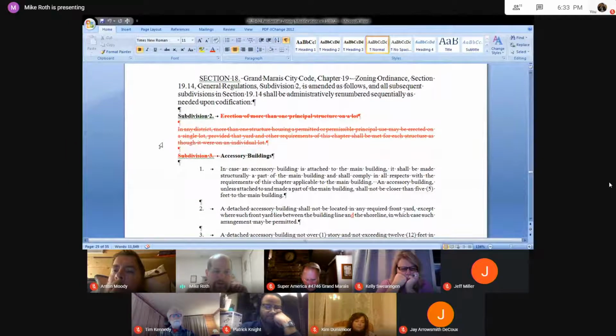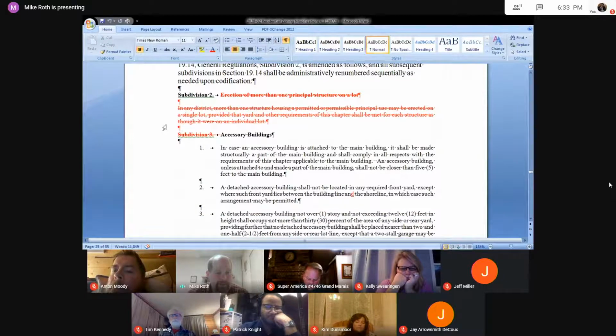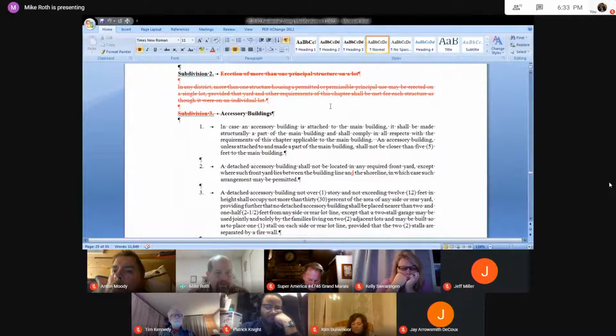This we talked about a little bit earlier. This is the language, Jay, that you were asking about. What about building cottage courtyards with the existing rules? In any district, more than one structure housing a permitted use may be erected, provided the requirements of this chapter are met for each structure, as though we're on an individual lot. Well, that's not very... why would you do it on the same lot then? You might as well divide it up. So subdivision 2 goes away, and this now becomes subdivision 2.